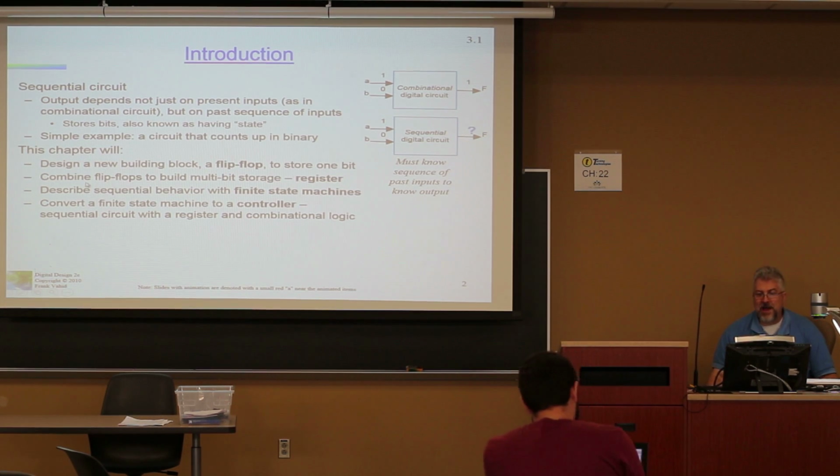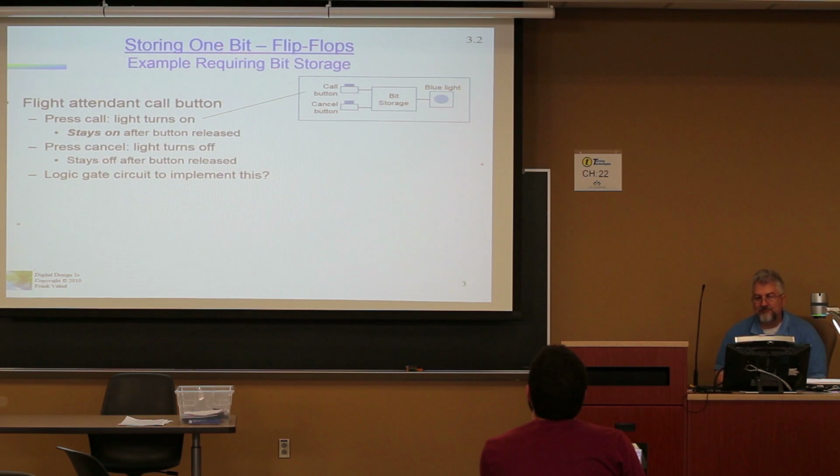So we're going to combine these flip-flops into what we call a register. In other words, we're going to put several of these together and create a register. We're going to define all of how these states are changing by what we call a finite state machine. And then we're going to use that finite state machine to control our combinational logic. So let's get at it.